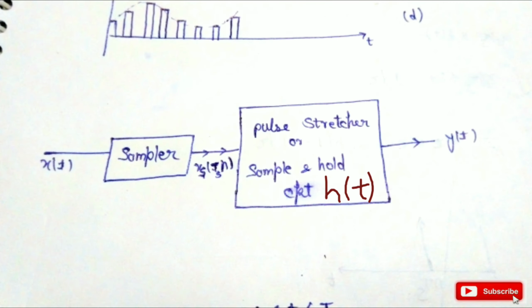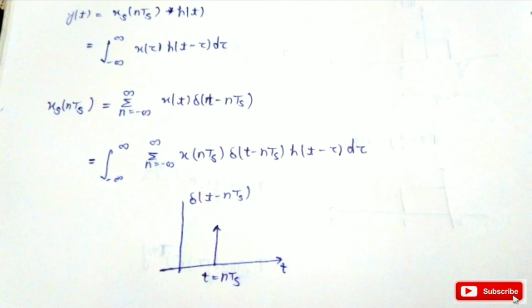If we try to understand this by the block diagram, we are simply convolving h(t) with the sampler output x(nTs). y(t) is the convolution of h(t) with x(nTs). From the basic subject signal and system, convolution will be the integration from minus infinity to infinity of x(τ) h(t minus τ) dτ.